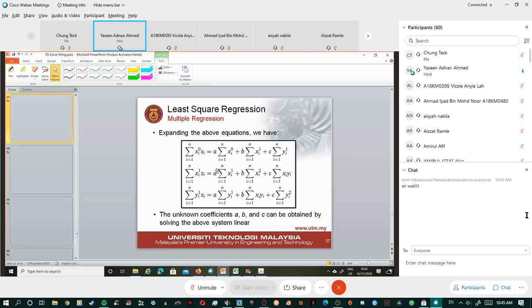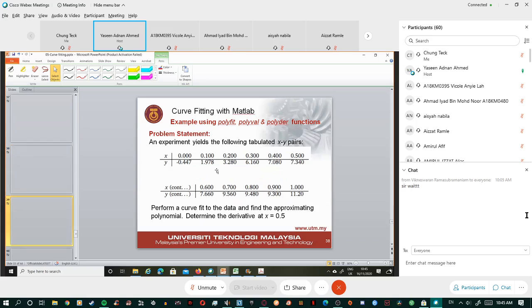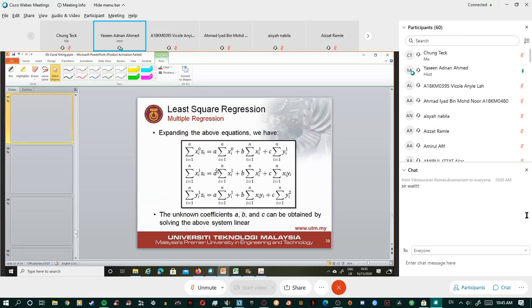This is the matrix for the multiple regression. So x to the power 0 is actually 1, okay? The summation of z is equal to a, x to the power 0 is 1, this is actually n, so a n plus b summation of x plus c summation of y.